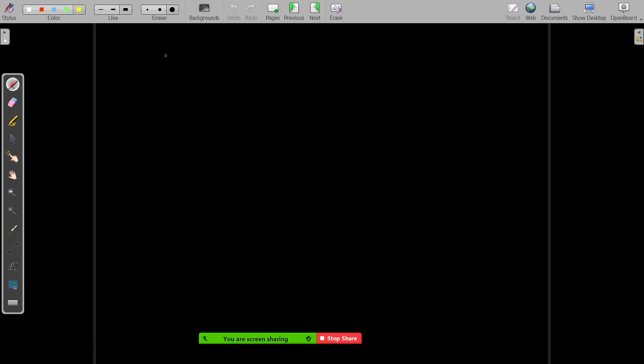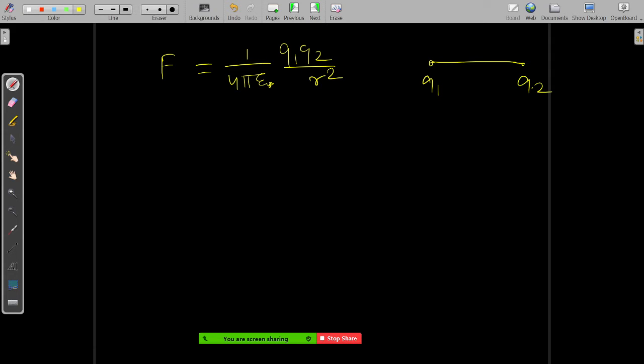We were studying the electric field and potential chapter. Last class we saw that the electric force between two charges is given by 1 by 4 pi epsilon naught q1 q2 by r square, where q1 is one charge, q2 is the other charge, and r is the distance between the charges.